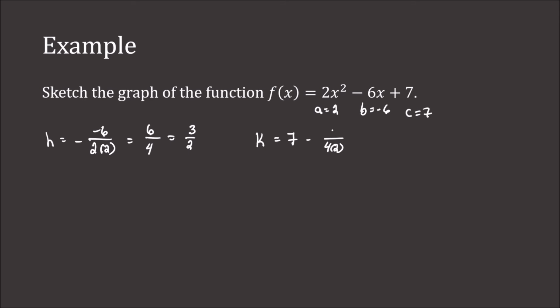So let me just write this as 6 squared for now. So it's 7 minus 36 over 8, which is 7 minus 9/2. So this becomes 14 minus 9, which is 5. So it's 5/2. So the vertex is located at the point 3/2, 5/2.